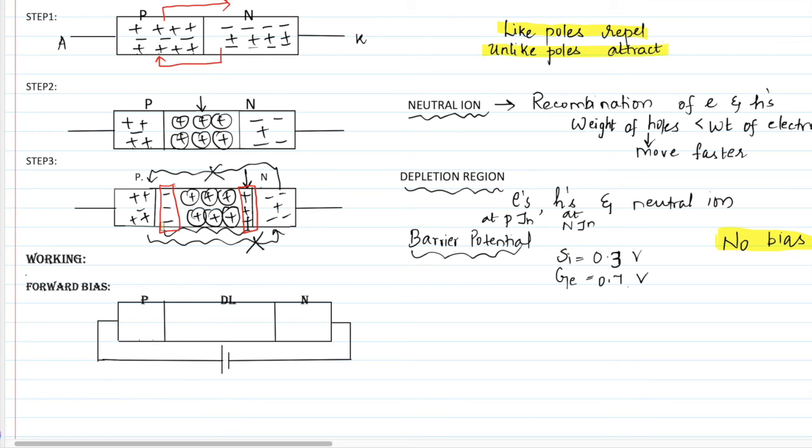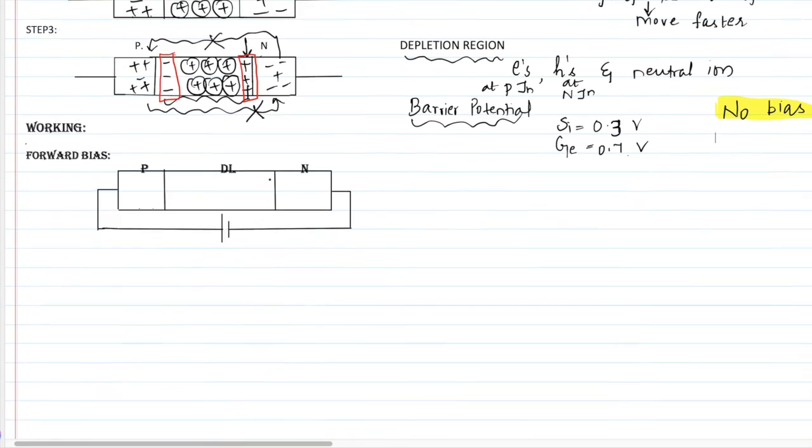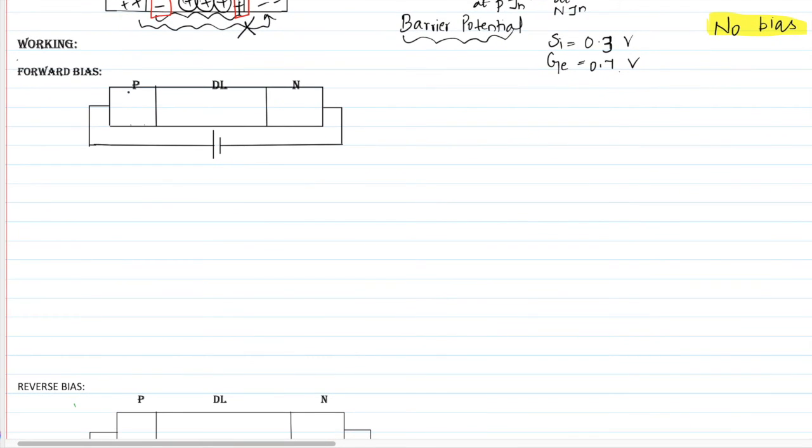So for movement of electrons and holes, what we do is apply an external voltage, which is known as forward bias. What is this forward bias? Similarly, leftover holes and electrons on this side, electron-hole pairs or neutral ions, and then leftover holes. Okay, so this is the depletion region.